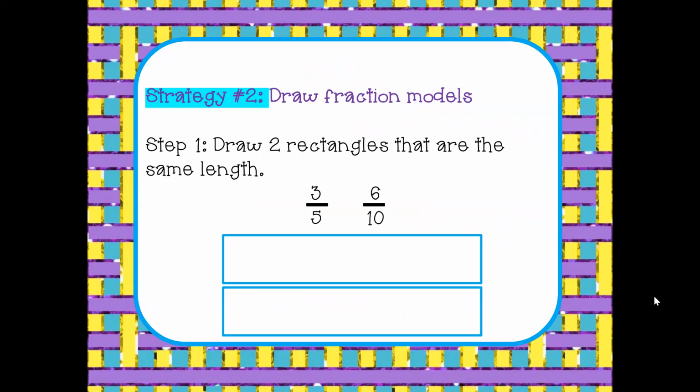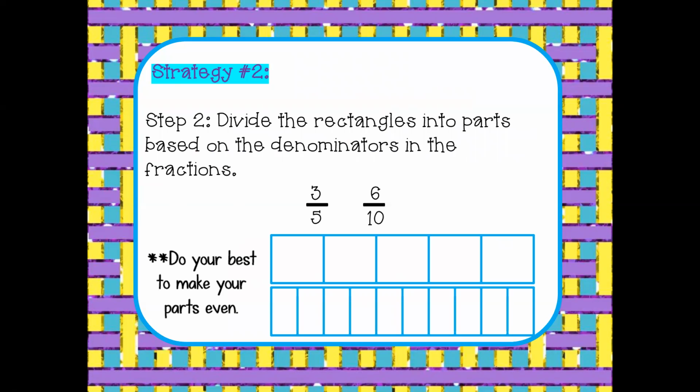All right, boys and girls, strategy 2 is to draw fraction models. So step 1, you need to draw 2 rectangles that are the same in length. And the fractions that we are going to be using are 3/5 and 6/10. Step 2, divide the rectangles into parts based on the denominators in the fraction.